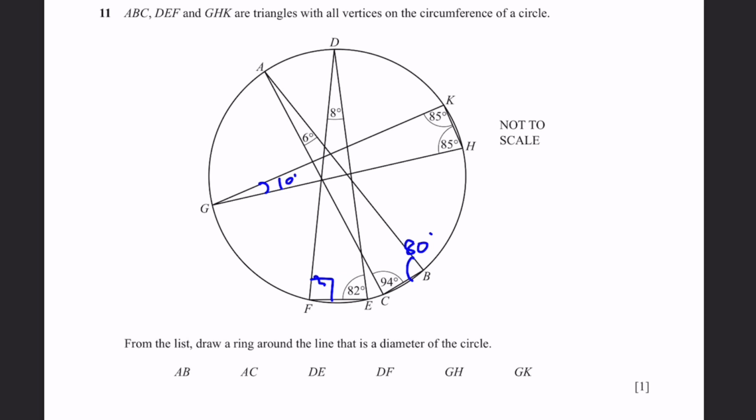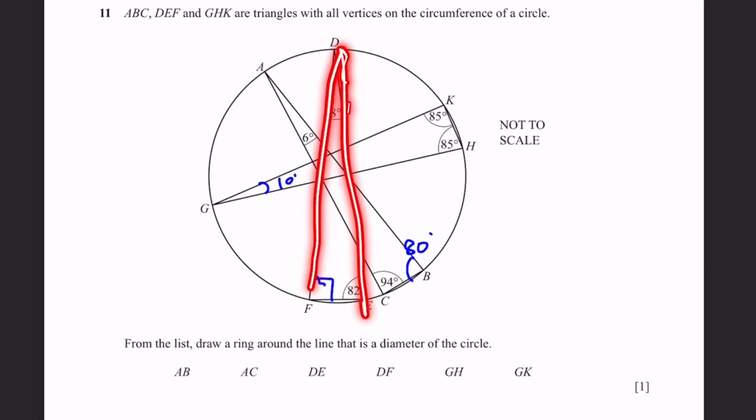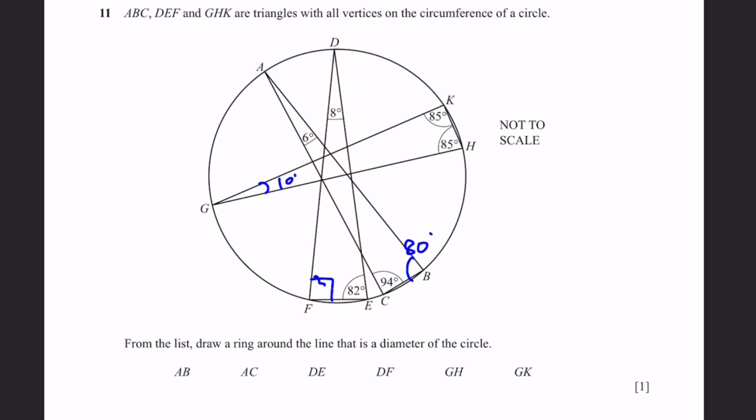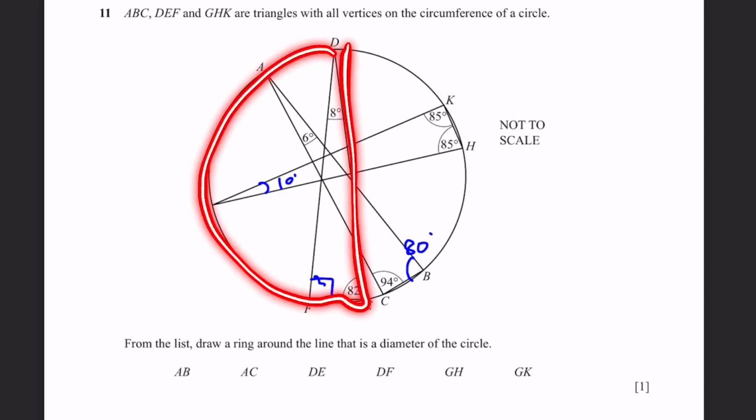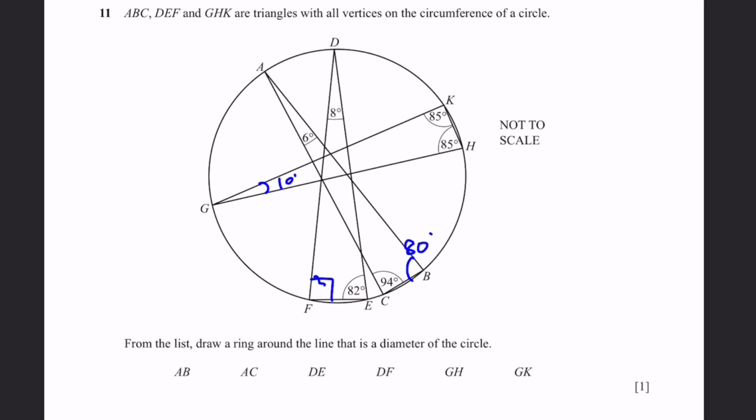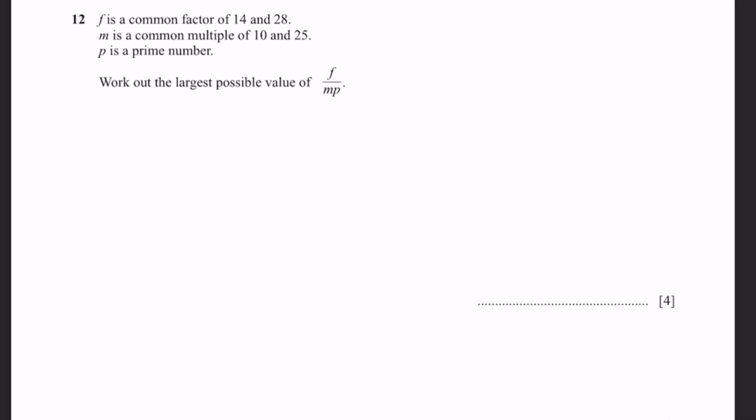So an angle of a triangle formed by the 2 points of a diameter and another point on the circumference is always 90 degrees. So if this is the diameter, that means this angle is supposed to be 90, and it is 90 because this part will be a semicircle. Angles inside the semicircle will be 90 degrees. That means the line DE is the diameter. That's the answer.